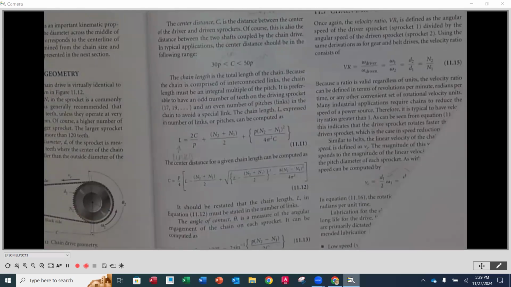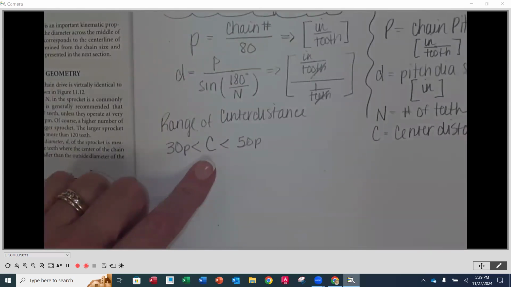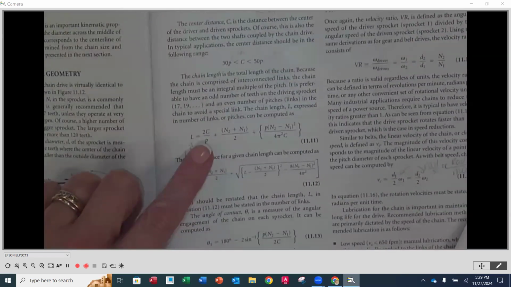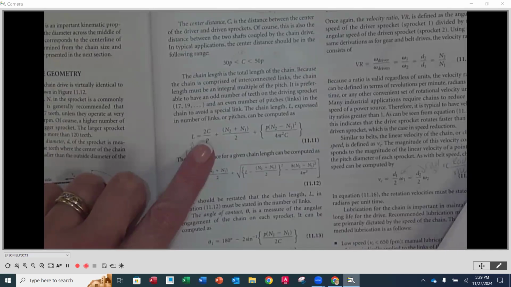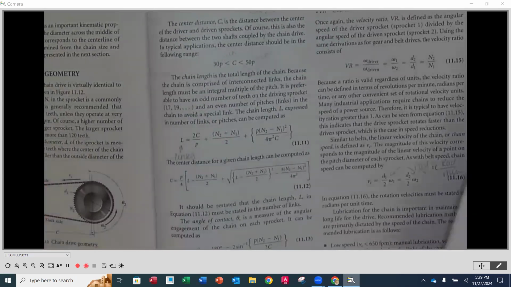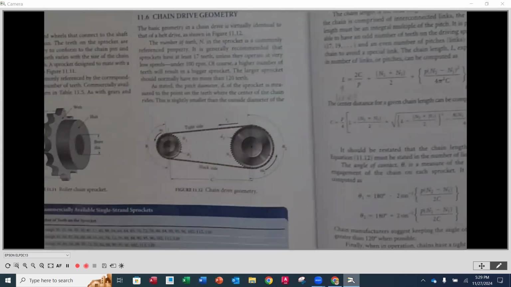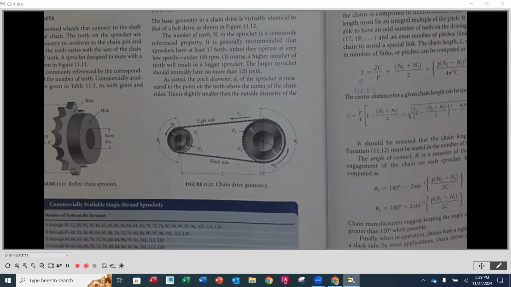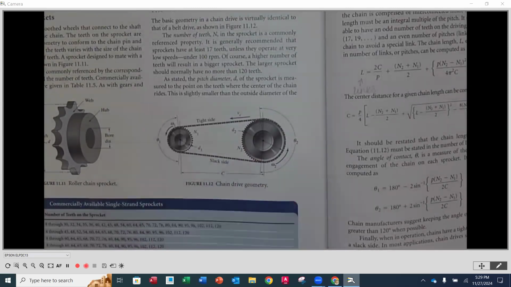Okay, so what we're going to do is pick a center distance within the range that's acceptable for the pitch size. We're going to use it to determine the number of links in the overall length of our chain that's going to fit around. When we talk about the length of the chain, it's how long this has to be to fit over both of those sprockets and obtain the center distance that we desire.